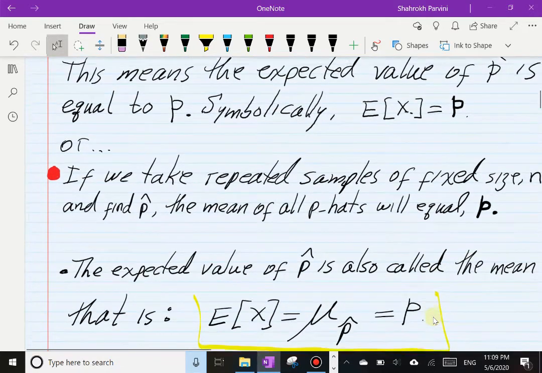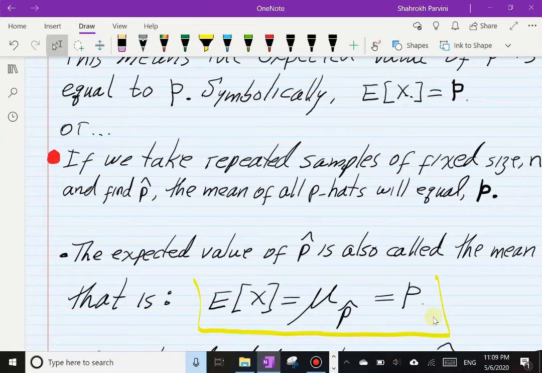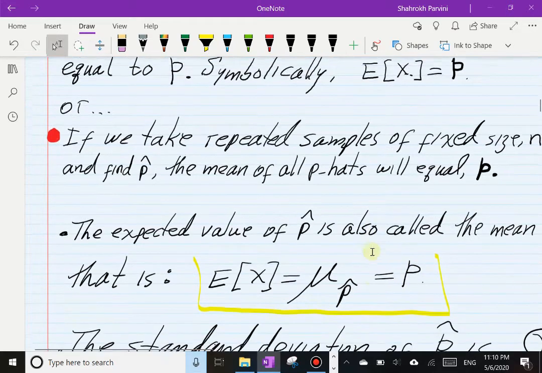Just to note that here the expected value of p hat, we also called it the mean of p hat. So we use those terms interchangeably. What we're doing here is that this mu of p hat means the average of the sampling distribution, the average of all the p hats, right? The sample statistic p hat, the percentage from the sample for all possible samples, is going to be the percentage in the population we're trying to estimate.